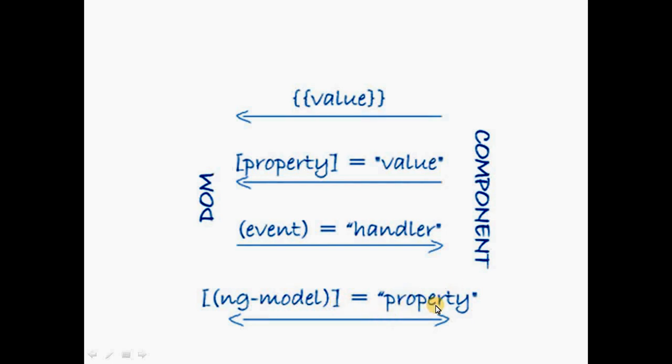Two-way binding works in this fashion: whenever the DOM element gets changed, the changes are automatically reflected in the property of the component, and when the component property gets changed, the changes are automatically reflected in the DOM element. In this fashion, two-way binding works. We will implement all these types of binding in our application. Let's go to our Visual Studio Code.